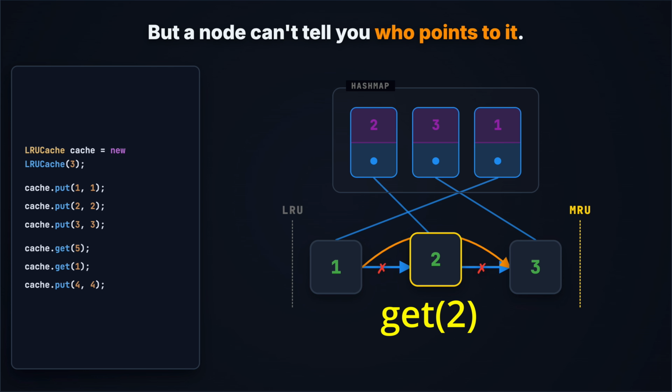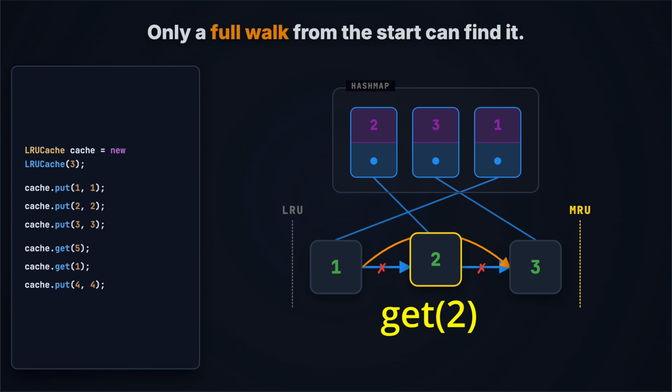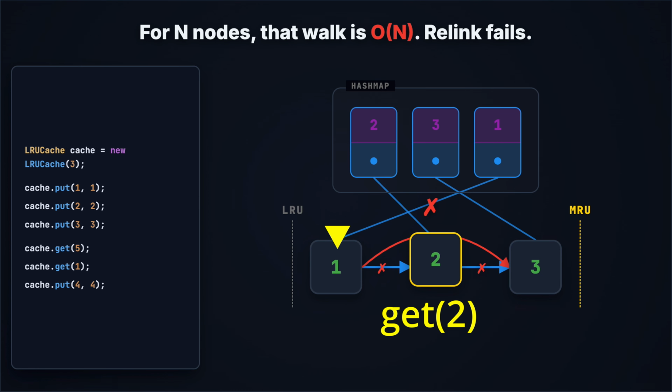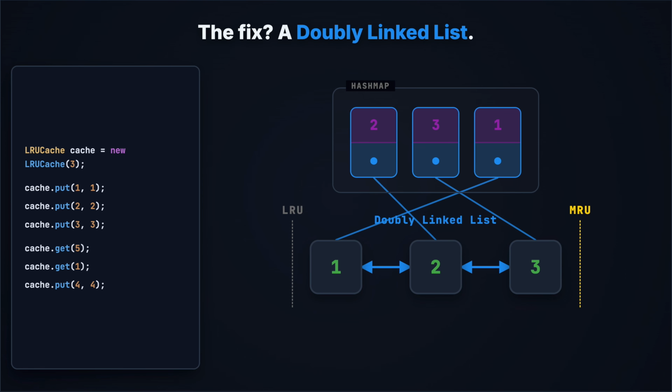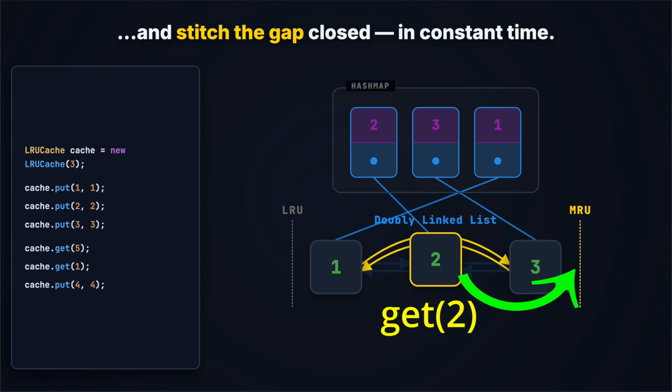But a standard singly linked list won't cut it. To pluck a node out of the middle, we need to connect the node before it to the node after it. But a singly linked list can't look backwards. We'd have to walk from the very beginning just to find that previous node. And that ruins our O(1) time. The fix? A doubly linked list. Every node knows who is directly in front of it and who is directly behind it. We can pluck a node out of thin air and stitch the gap closed in constant time.